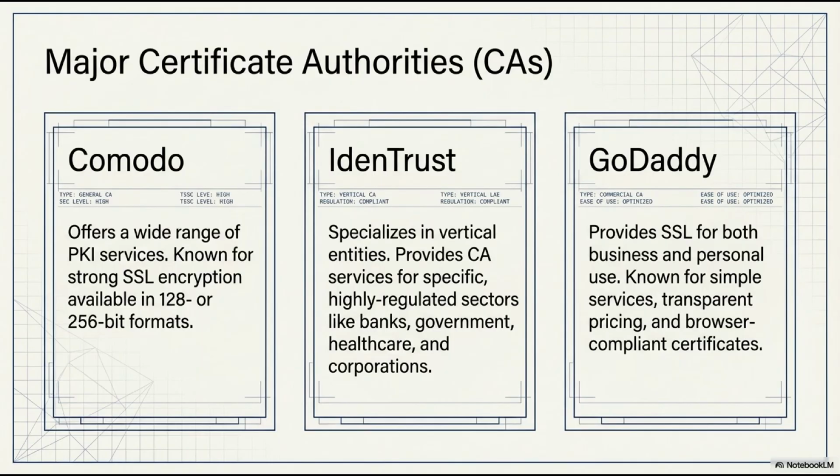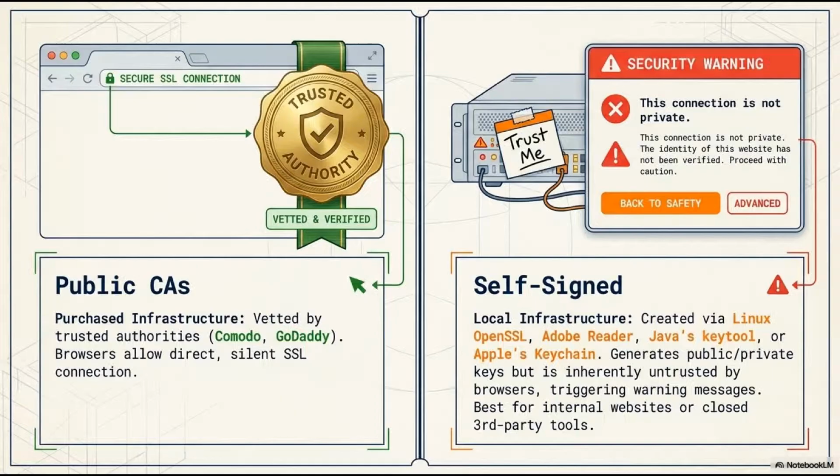Now, for a crucial distinction on slide 11, public CAs versus self-signed. We just discussed public CAs like Komodo or GoDaddy. And when you purchase infrastructure from those trusted authorities, your identity is vetted by an organization that the major web browsers like Chrome, Safari, Edge already have programmed into their root trust stores. They already know to trust them. Exactly. Because the browser inherently trusts the public CA, it allows a direct, silent, secure connection to your website. The user just sees the little padlock icon and goes about their business without any friction at all.